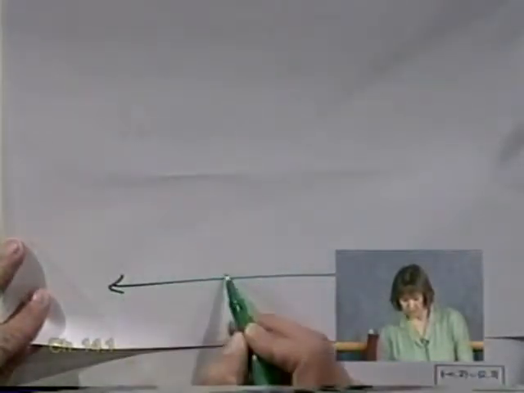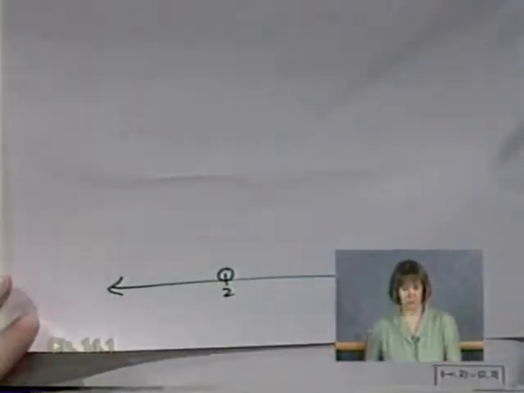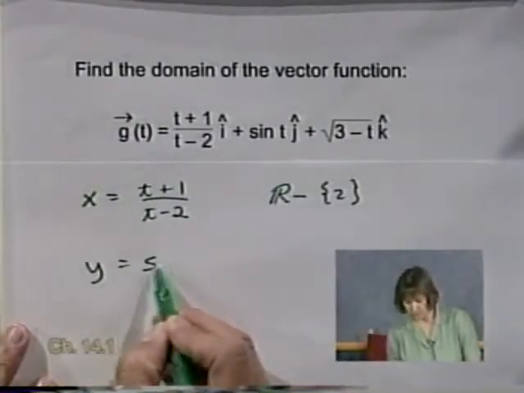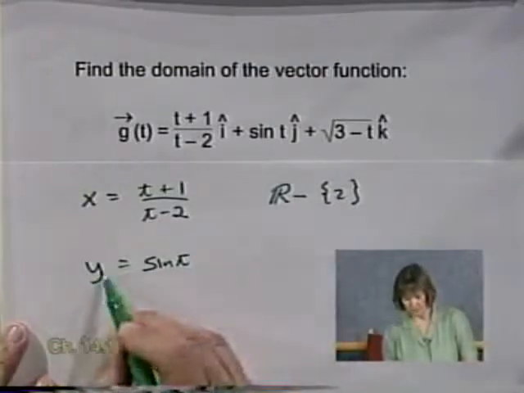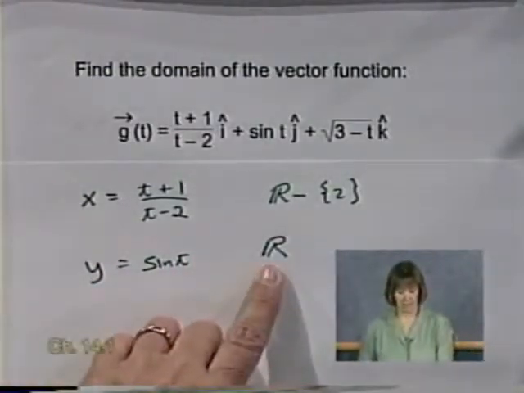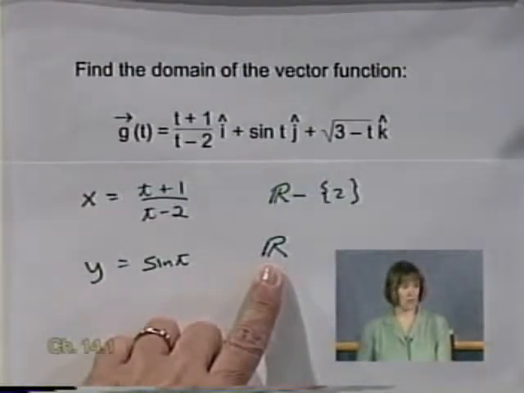So if I come down here and just draw a little picture, my domain so far just has an open dot at 2. 2 is not in the mix. All right, now the second function is y equals sine t. The domain for that is all reals. You can take the sine of anything. So I'm not eliminating anything with the y component.